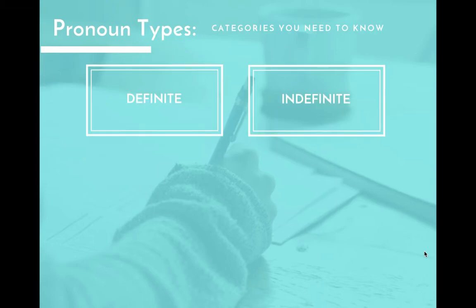In terms of our pronouns, there are two big types of pronouns that we find ourselves working with regularly in the English language, and those would be definite and indefinite pronouns. Indefinite pronouns, just like their name suggests, don't refer to something specific. You would think of words like any, all, some as important types of examples of indefinite pronouns.